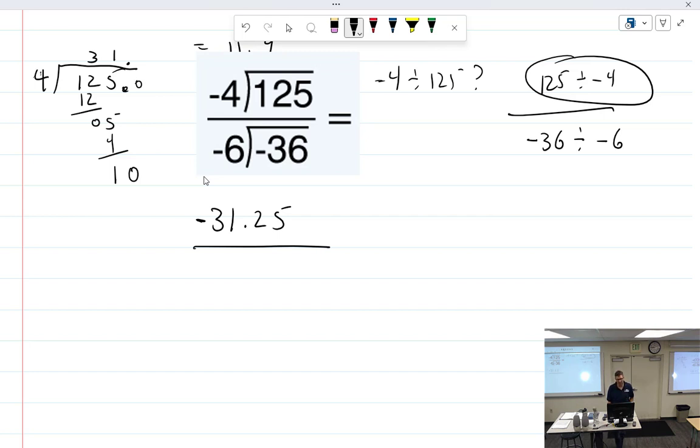Positive 6. 6 goes into 36. 36 divided by 6 would be 6 times. So negative 31.25 divided by 6. Negative 5.2083. Negative 5.2. Everybody's in agreement? Can't move on if you're going to argue about that. Maybe if it's wrong.